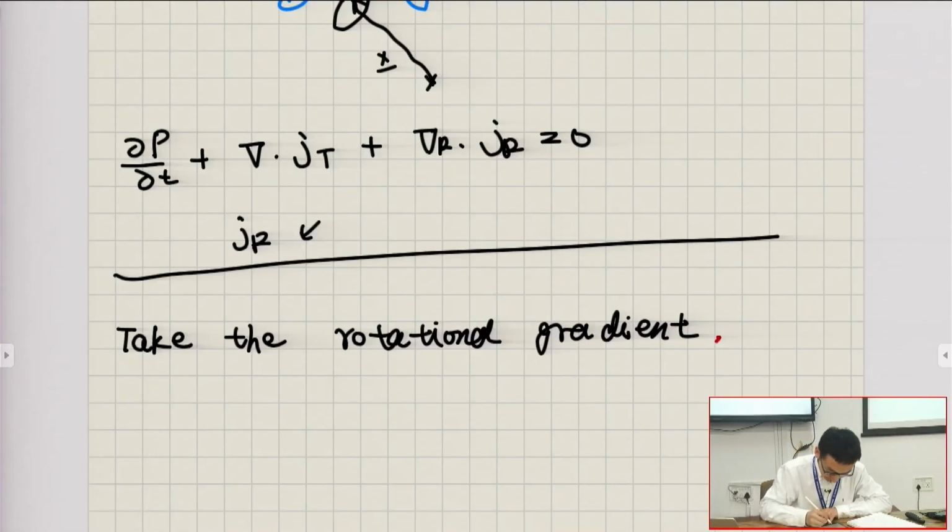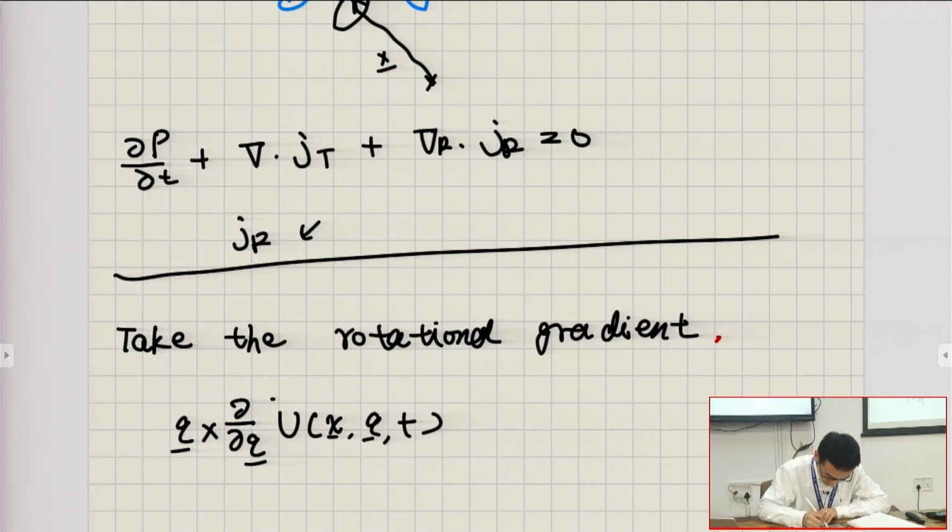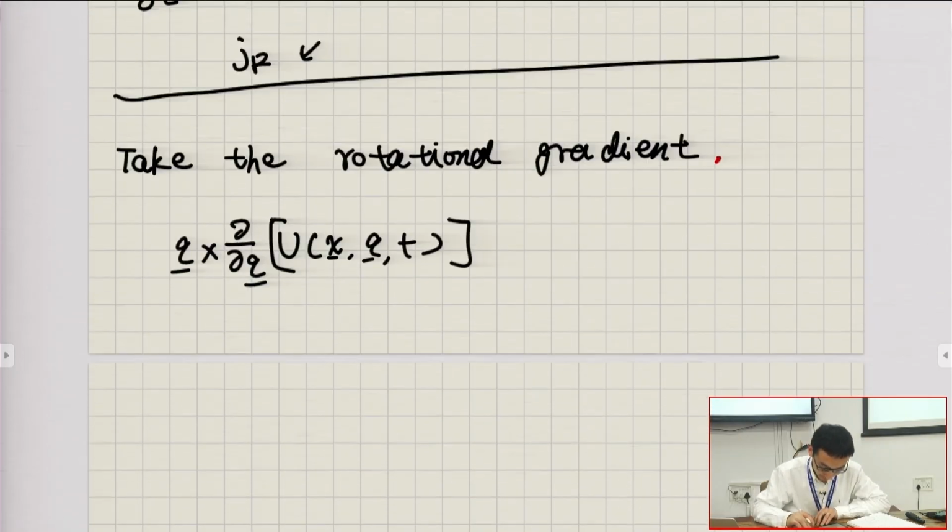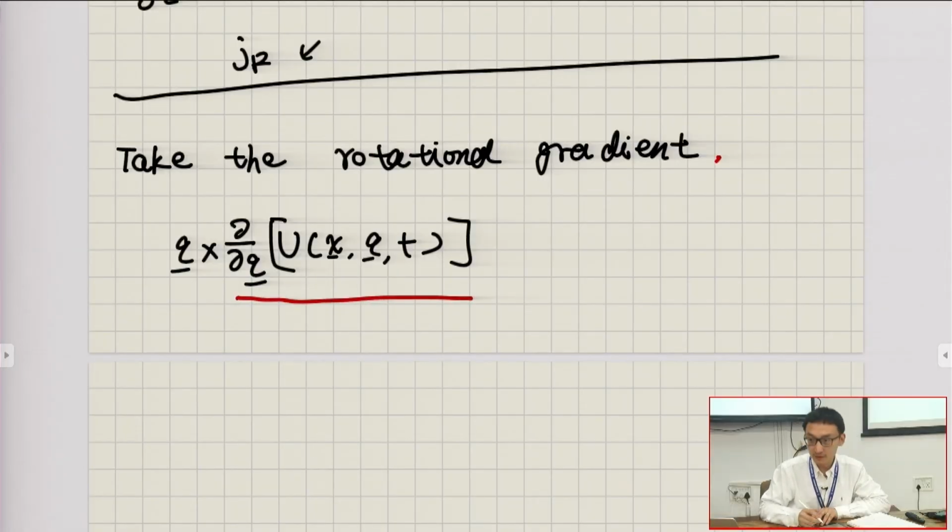Other comments? Okay, so let's try to carry out the mean field calculation. We want to take the gradient of the potential, the orientational gradient. Essentially we want to calculate this quantity, U of x, q, t. Let's do this part first. I'm going to take the derivative first and then take the cross product from the left later on.